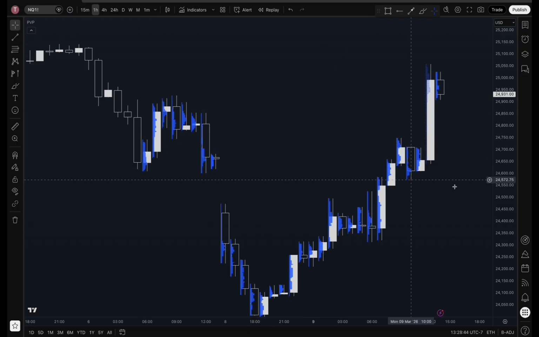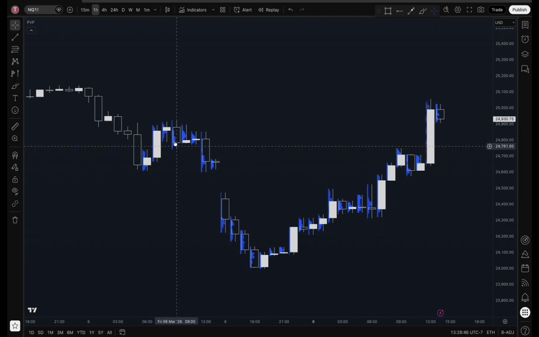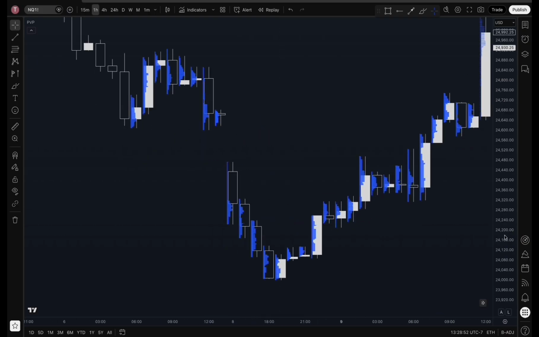You will see that each and every candle is a separate volume profile on its own, showing where the majority of volume was traded. So you can see we had a lot of volume here, some volume here, lots of volume in here. On this long candle, you would see that a lot of volume was traded in the bottom.